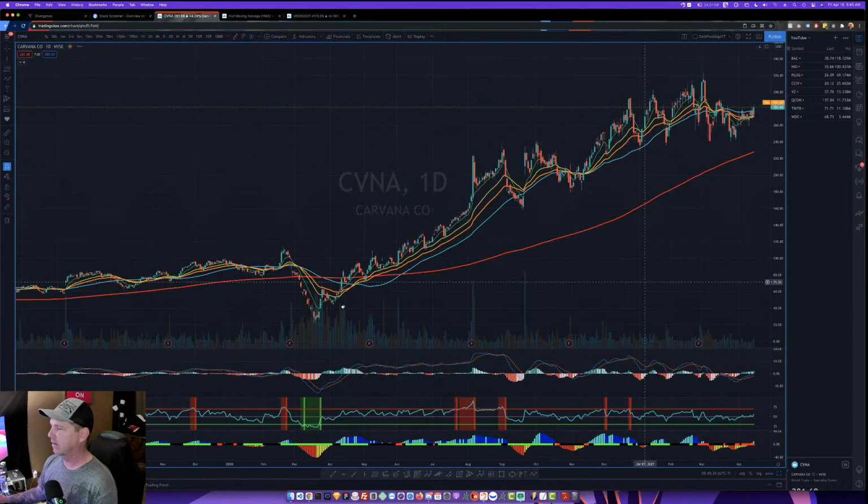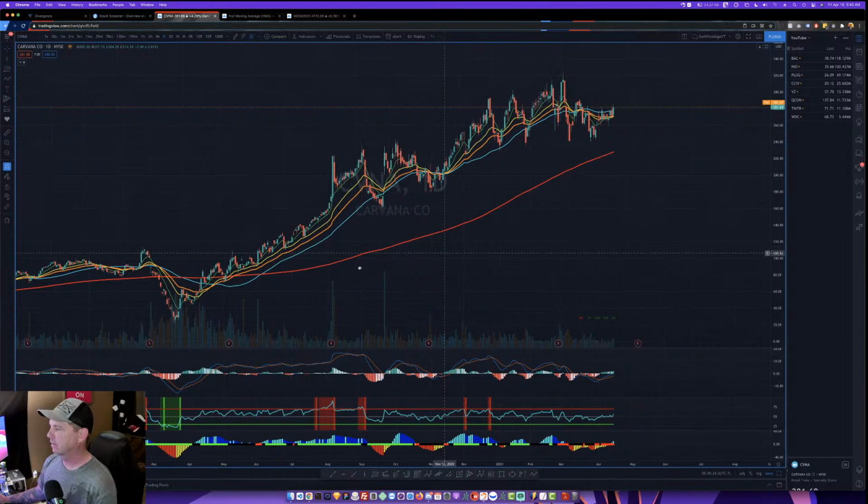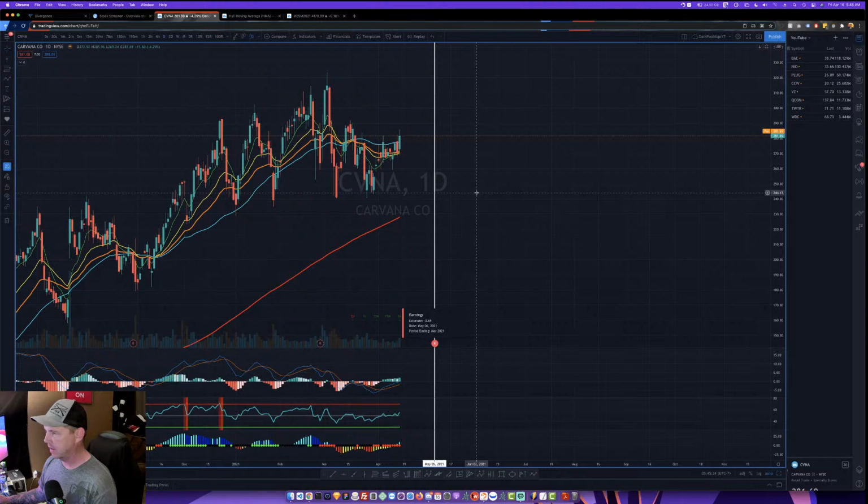All right, Carvana on the daily. Looks like we've got earnings coming up on this one as well, on May 6th. We've got a daily squeeze that just fired. You can anticipate this to last 8 to 10 days. We are increasing on RSI. We are positive MACD and increasing.